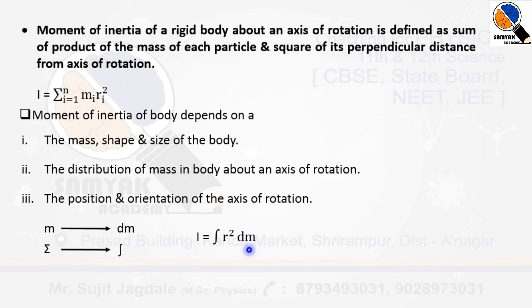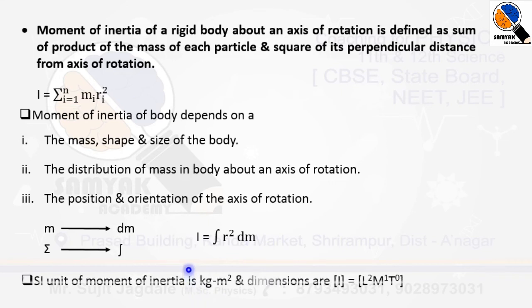Then what is the SI unit now? R square is measured in meter square and dm means mass which is in kilogram. So SI unit is kilogram meter square and its dimensions are L2, M1 and T0, okay, which is the dimensions of moment of inertia. Now by using this moment of inertia we are going to consider the next concept, radius of gyration. Okay, so I hope you will understand these two formulas, discrete and continuous.